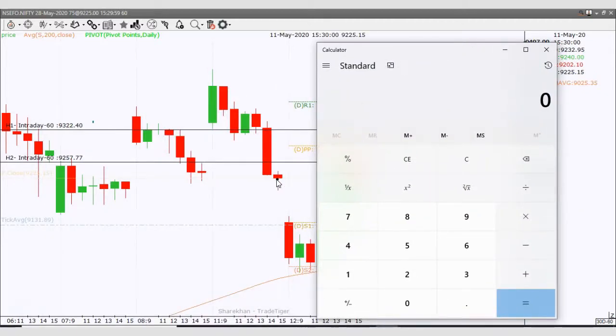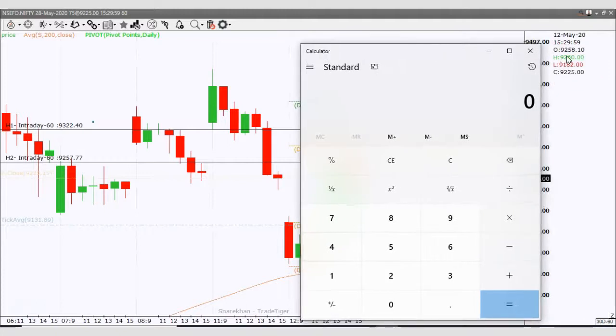So what is the high and what is the low? If you take here, what is the low here? You can see these values. I'll place the cursor here. Low is 9202, plus the high, which is 9442.7. And if you divide it by 2, you get 9322.4.